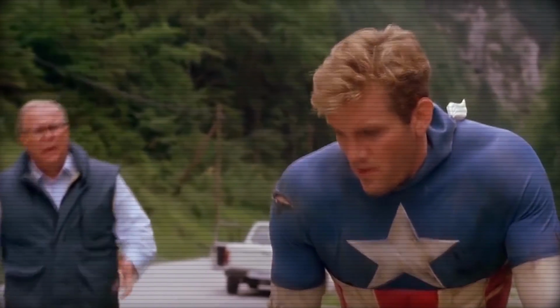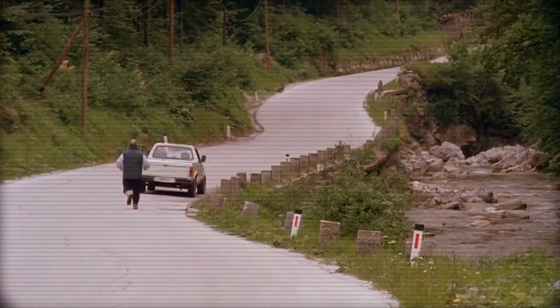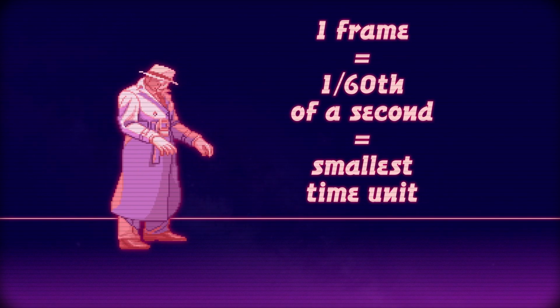Why do we use frames as a measure of time in the first place? The illusion of motion is created by showing a series of static images in rapid succession. The quickest any change can occur is from one image to the next. Fighting games run at 60 frames per second. This means that the fastest anything can change is 1/60th of a second. To recap, 1 frame equals 1/60th of a second equals the smallest unit of time which can exist in a fighting game.